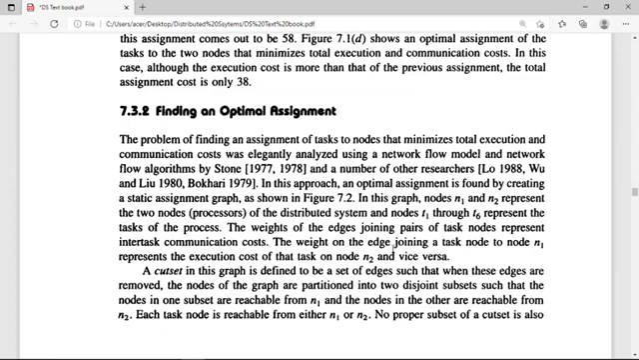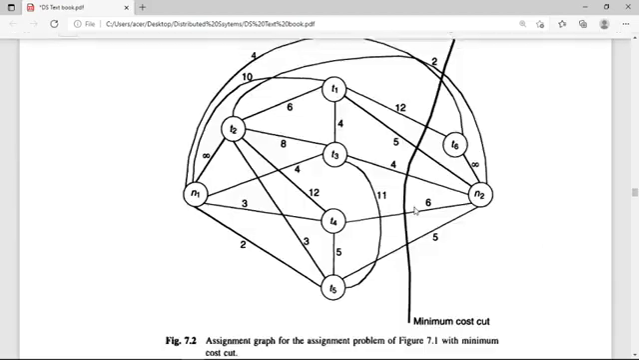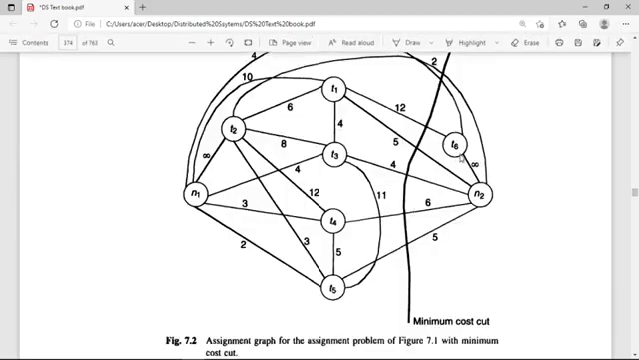Here it is an edge, so the weight on the edge joining a task node to node n will represent the execution cost. So here, for example, task to node 2, that is infinity. This is the execution cost, and the edge between two tasks is the inter-task communication cost. If it is an edge between two tasks, it is inter-task. If it is an edge between a task and a node, it is execution cost.